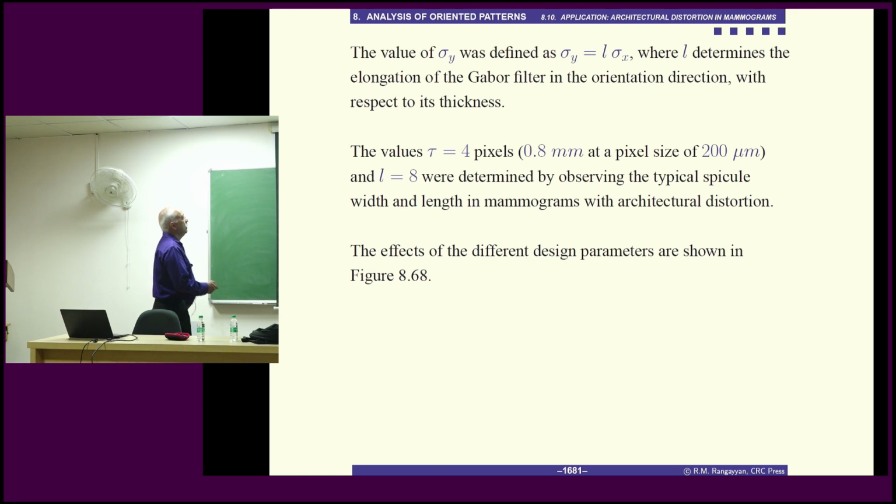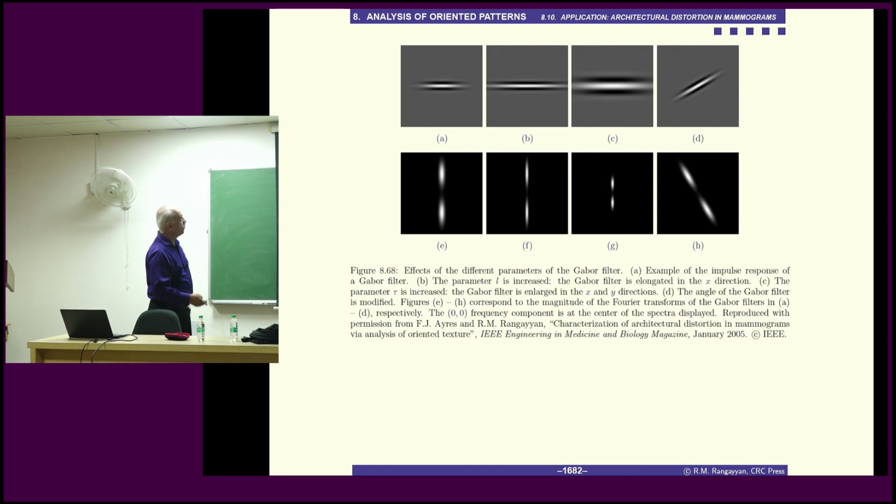So, depending on the resolution of the image, we used a resolution of 200 micrometers. The large images were downsampled for the detection of architectural distortion. We're using fibroglandular tissues. We're not detecting microcalcifications, so we don't need 50 micrometer resolution. So tau equal to 4 means 0.8 millimeter at a pixel size of 200 micrometers, and L equal to 8 were used.